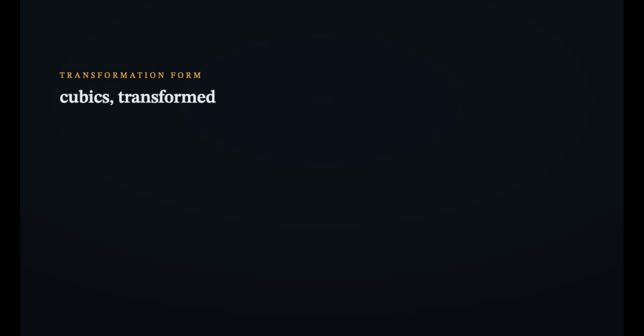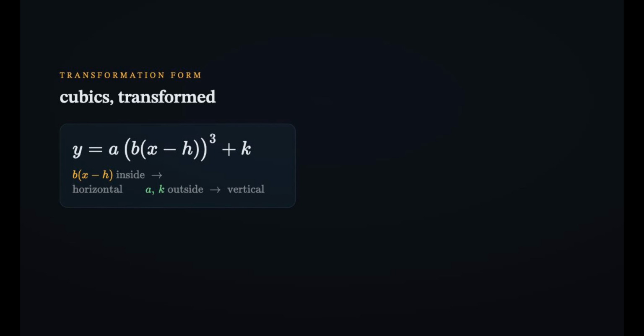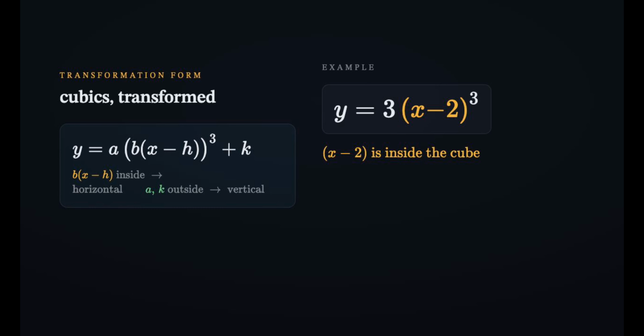Now to know cubics in transformation form. y = a(b(x - h))³ + k. Let's do an example. y = 3(x - 2)³. Here, x - 2 is what's inside the function, which is x cubed, so that is what is handling all the horizontal changes. The coefficient of x is already 1, so we don't need to factorize.